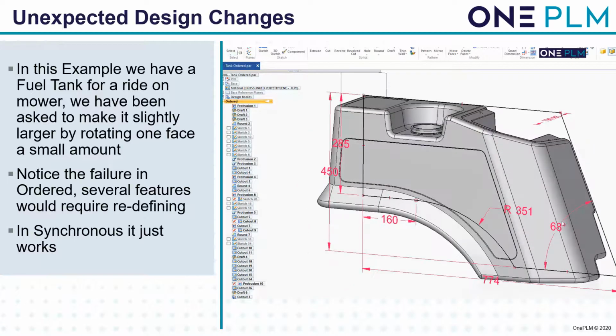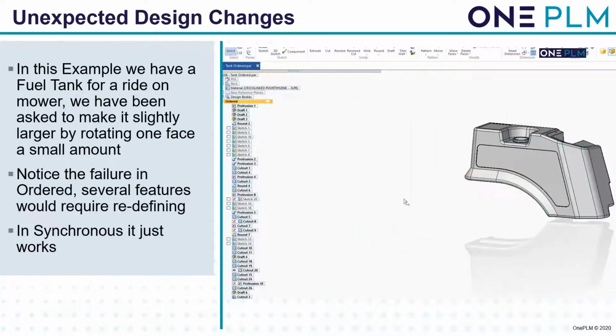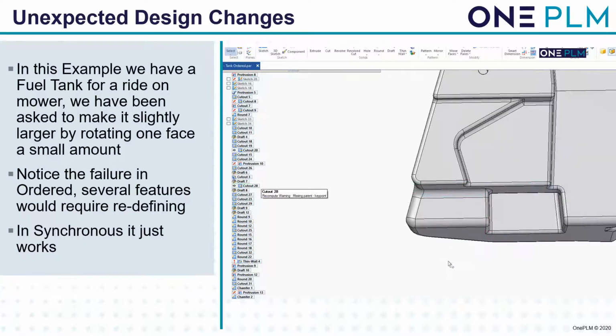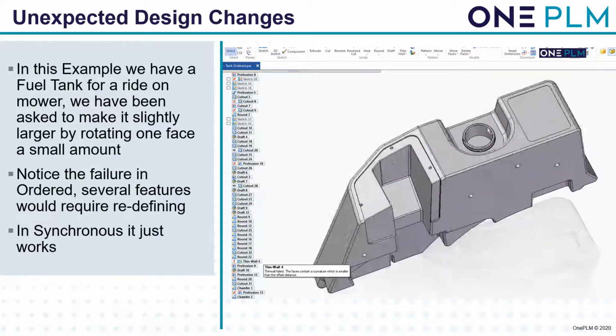So when we do go and make that change, I'm going to make that change to 73 degrees. Yep, that change is fine. Looks okay. But when we look down our list, we can see there's a couple of features that have got warnings: missing parent, key point, thin wall has failed. So we can see that there's other issues on there.